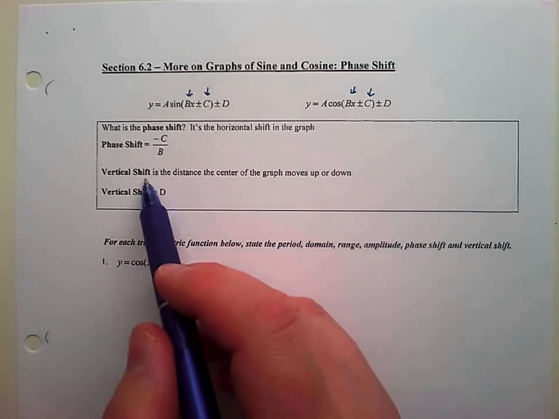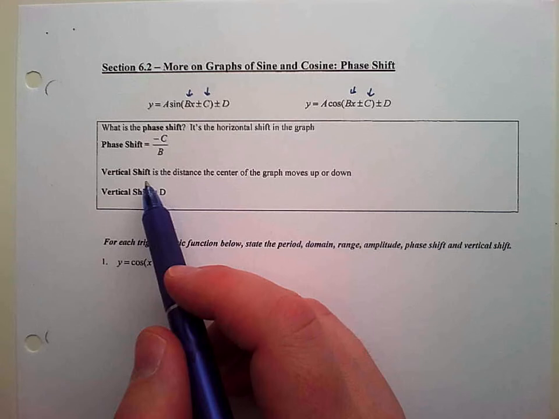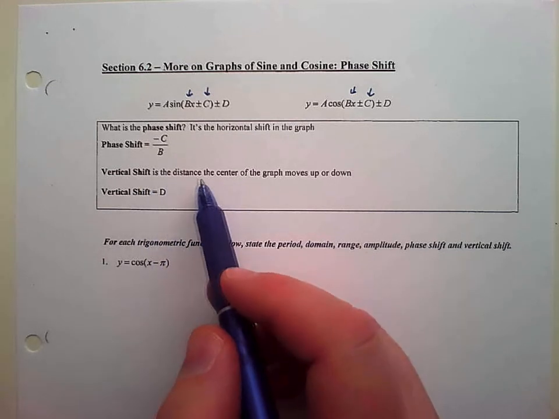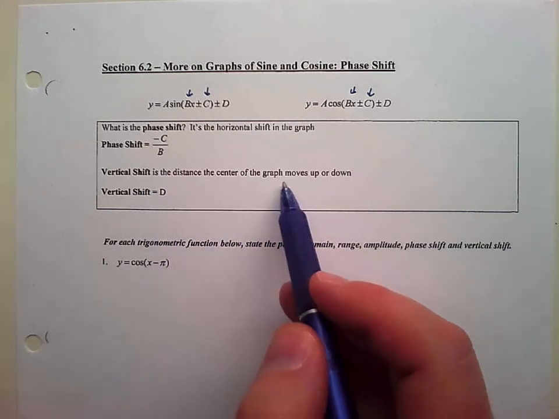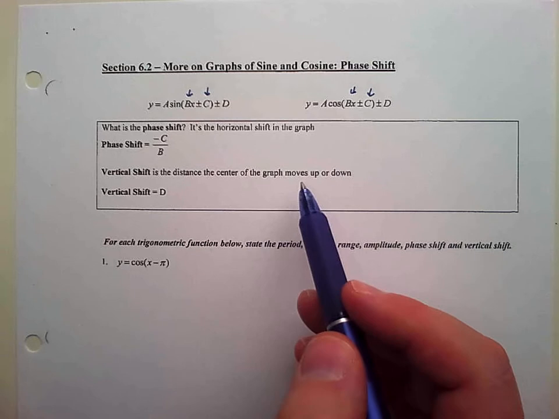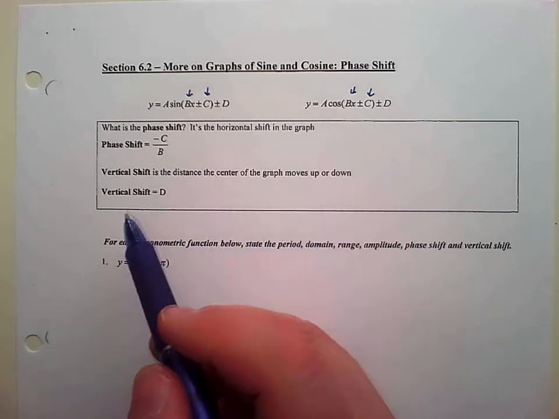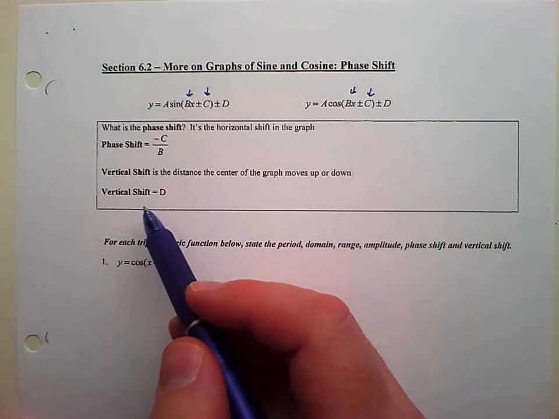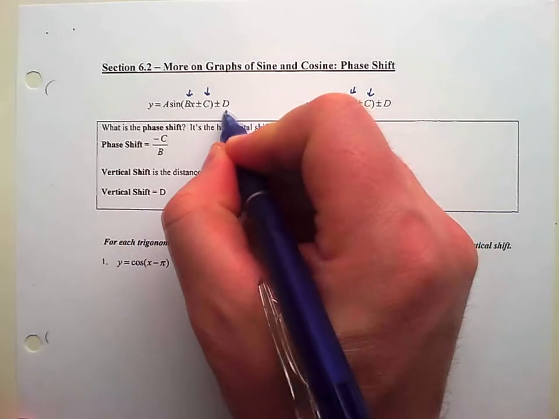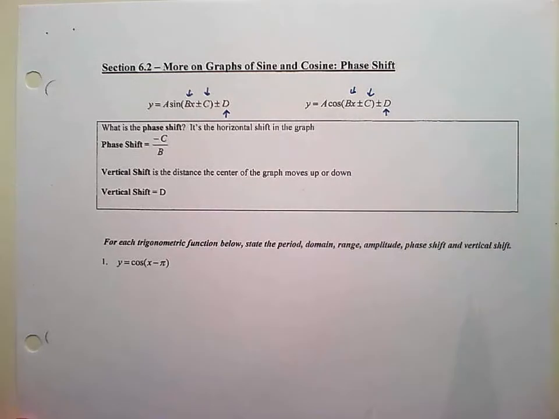And the vertical shift is something that we already talked about in the last section, but we didn't have a whole lot of examples of it. The vertical shift is the distance the center of the graph moves up or down. Here the vertical shift is given to us by D, which again is in those spots for both the sine and the cosine functions above.